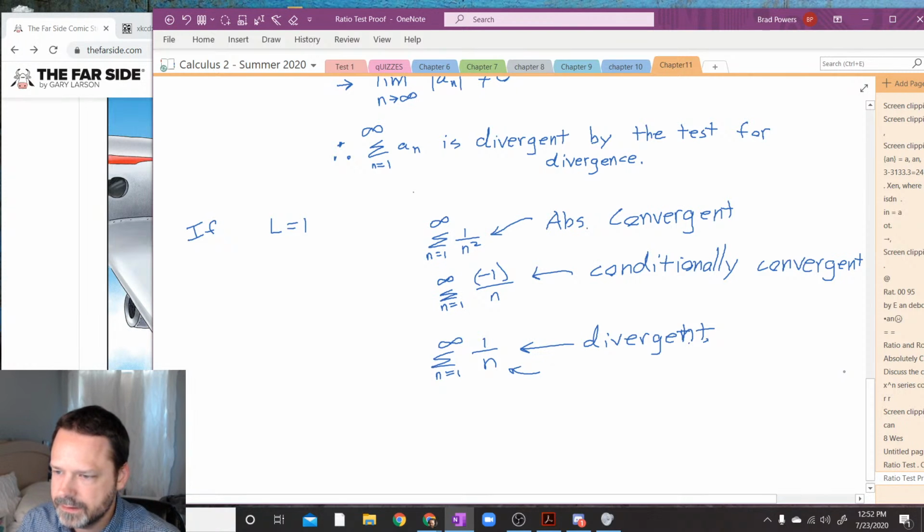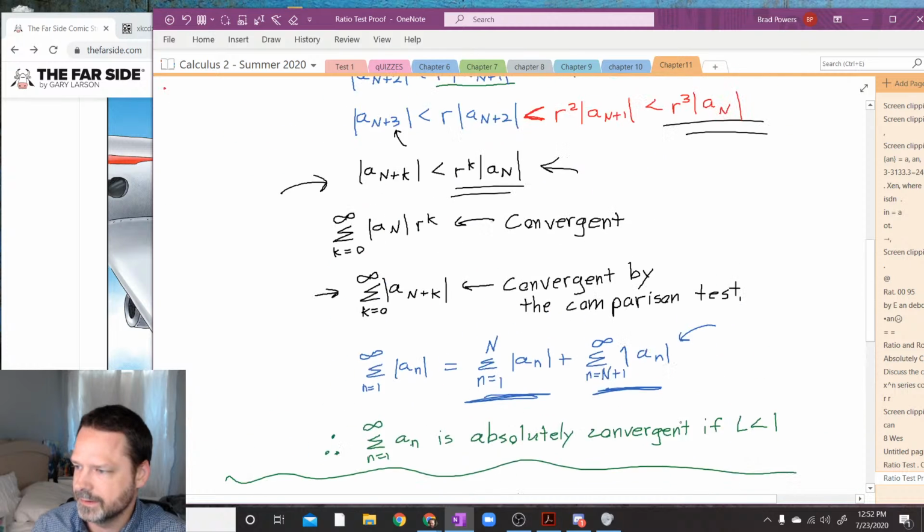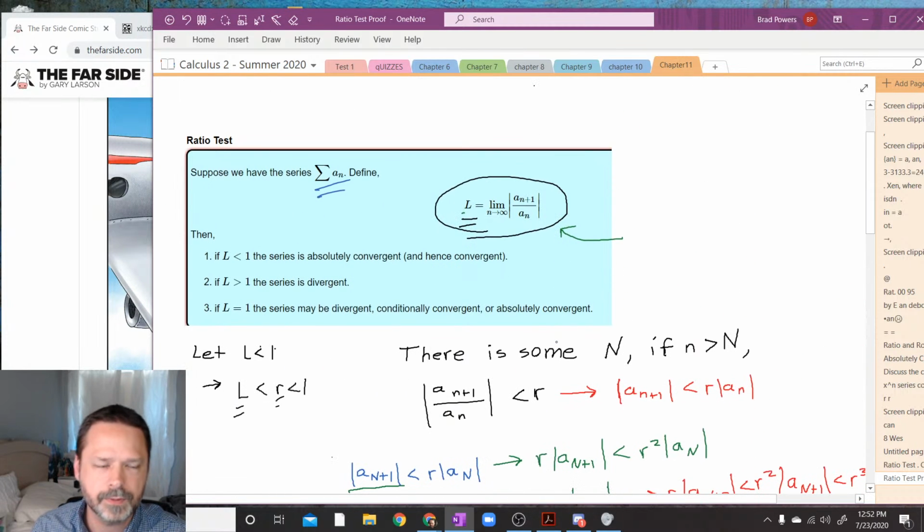And I believe that's it. That's all there is to it. So there's your proof that the ratio test is what it says it is, that it does work and it is super duper handy.